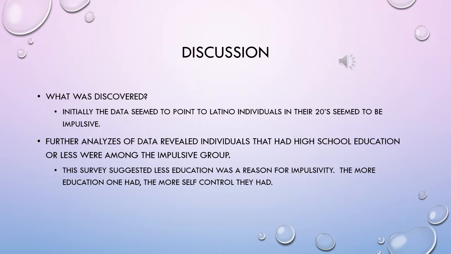Okay, so for discussion, what was discovered? Initially, the data seemed to point to Latino individuals in their 20s that appeared to be more impulsive. Further analysis of data revealed individuals that had high school education or less were among the impulsive group. The survey suggested less education was a reason for impulsivity. The more education one had, the more self-control they appeared to have as well.